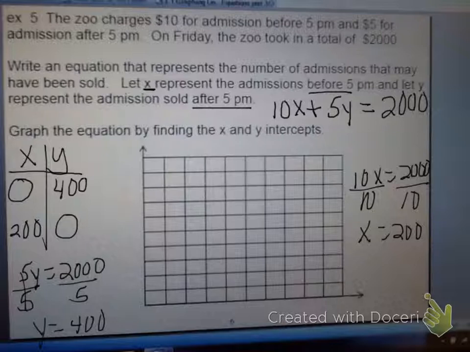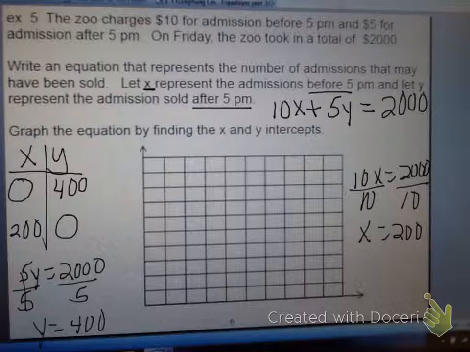Okay, I think I might have forgotten to hit the record button a minute ago, but here's the equation. The zoo charges $10 for admissions before 5 and $5 after 5. Let x represent the number before 5 and y the number after 5. So there's the equation: 10x plus 5y is equal to 2,000. Find your x and y intercepts.